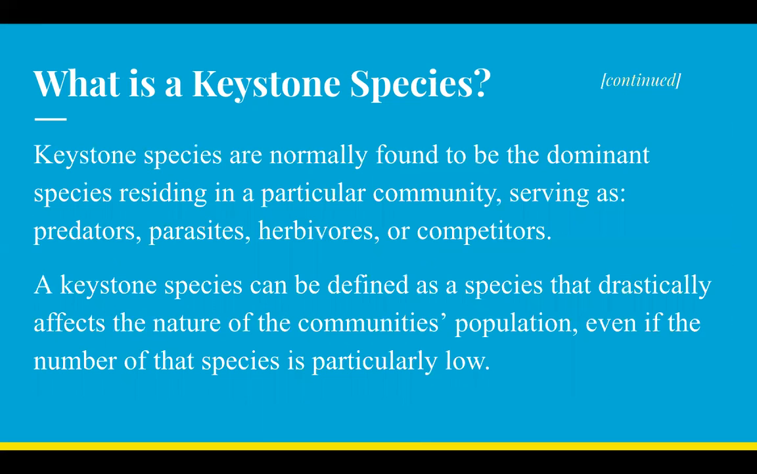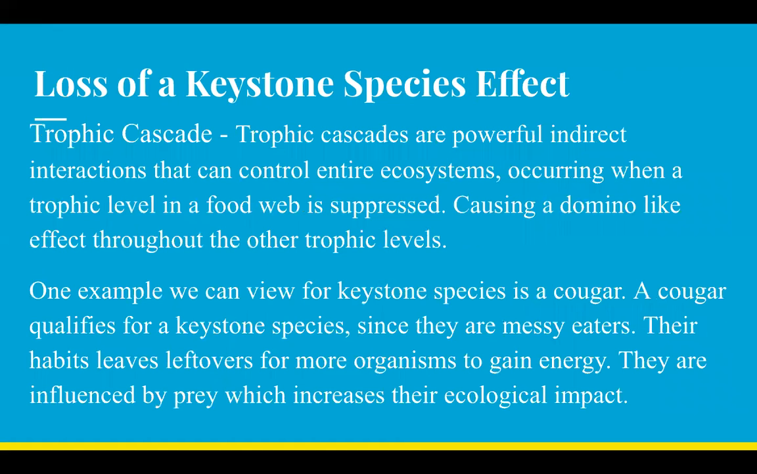What is a keystone species, continued. Keystone species are normally found to be the dominant species residing in a particular community, serving as predators, parasites, herbivores, or competitors. A keystone species can be defined as a species that drastically affects the nature of the community's population, even if the number of that species is particularly low. Loss of a keystone species effect: trophic cascade.